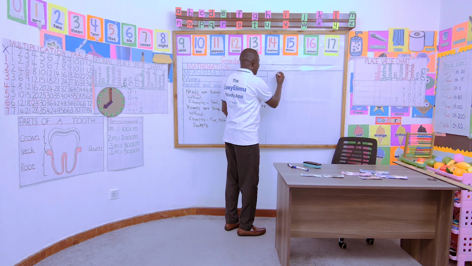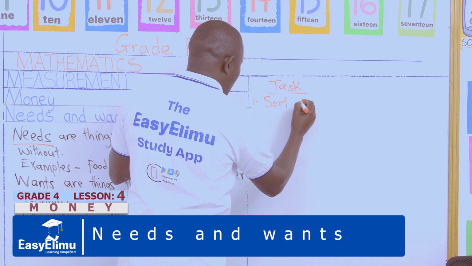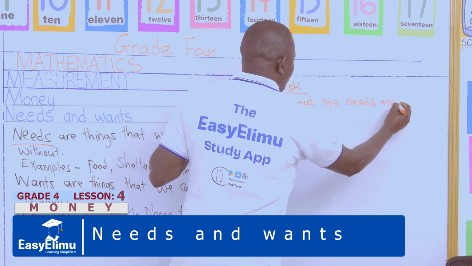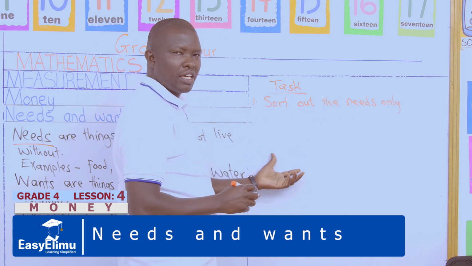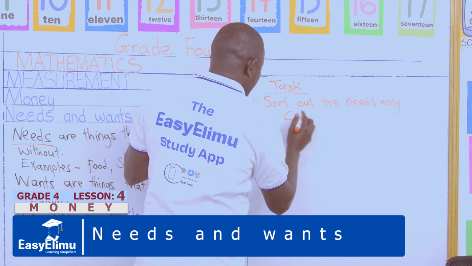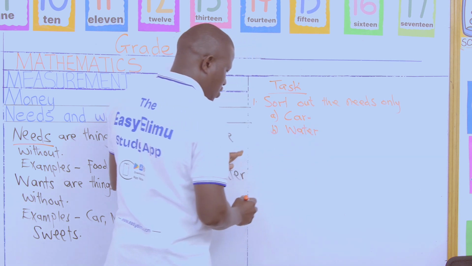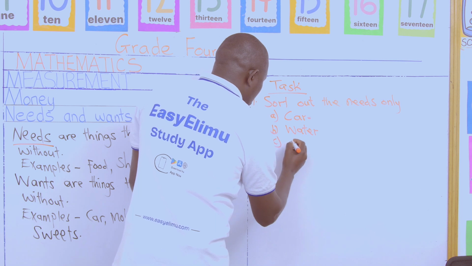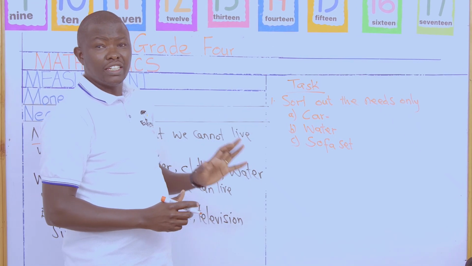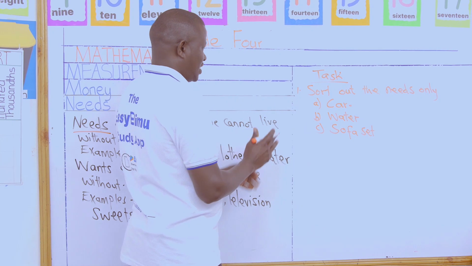Now, can you complete the following task? We have an exercise for us. Task one: sort out the needs only. Out of the many in our list, we only select the needs alone. The first one, we have a car. Is a car a need or a want? Another one, we have water. Is water a need or a want? Another one, we have a sofa set. It's a type of seat. You sort the needs only. We don't want you to give me the wants. I need only the needs. So out of the many, select which of the following are needs.